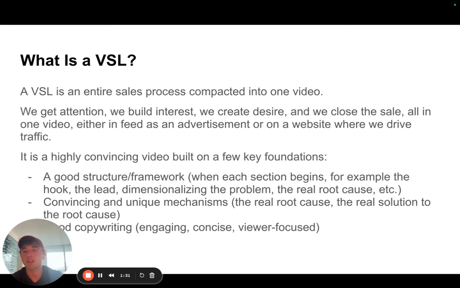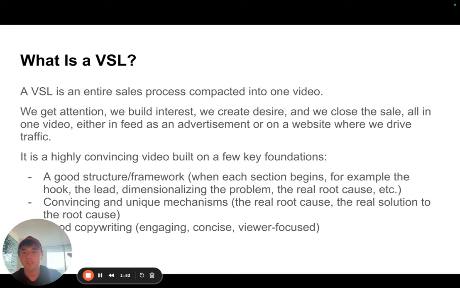So to create a good VSL, we need a good structure or framework, which is a list of sections. So essentially a VSL is made up of multiple little modules, like a hook, a lead, problem mechanism, agitating the problem, discounting the other solutions, introducing our own solution or solution mechanism, product, close, etc. So a good structure is one that is proven.